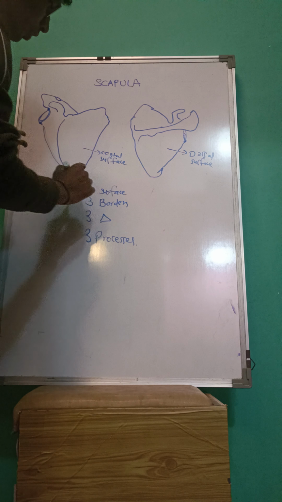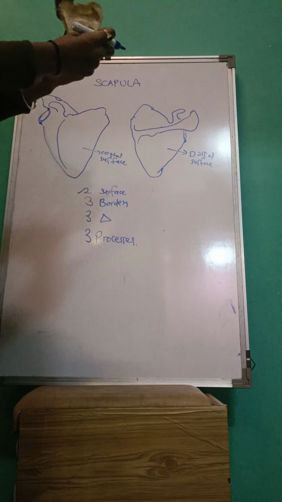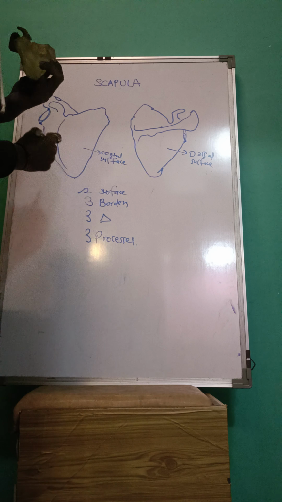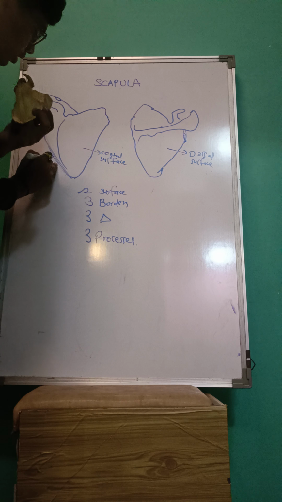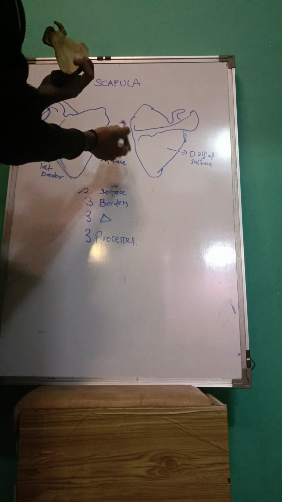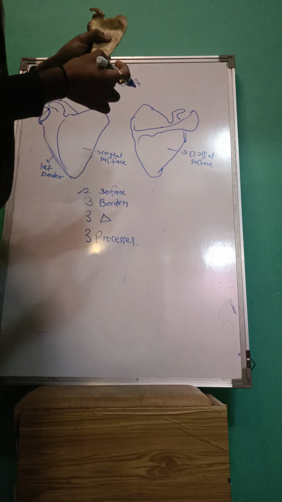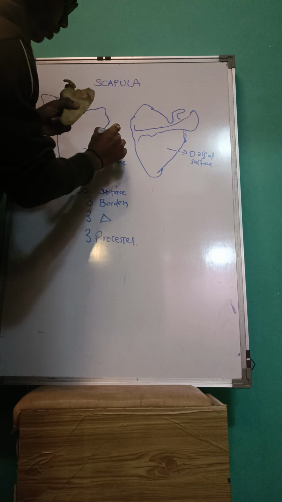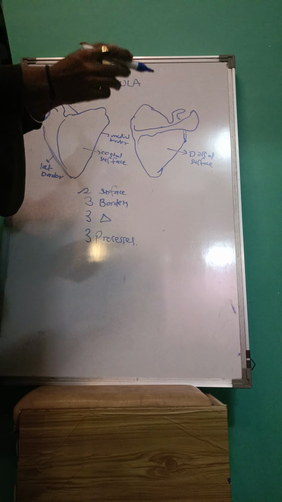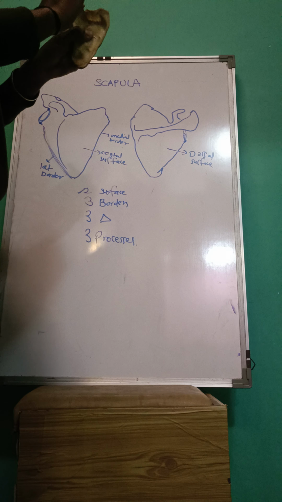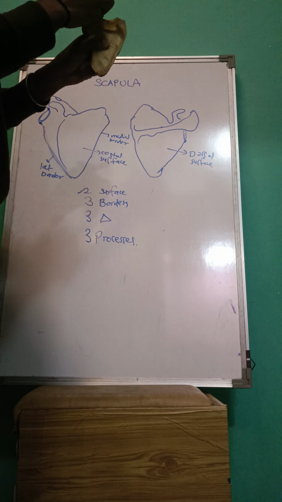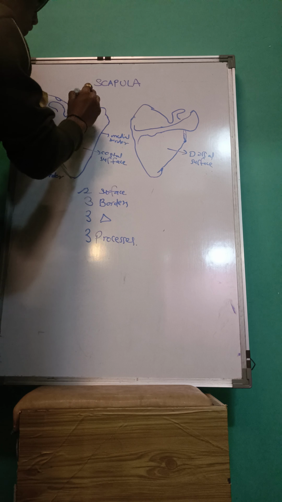Then the three borders. If you observe, this is the lateral border, which is thick. This side, which is thin, is the medial border. And this is the superior border, which is short, and it ends with the coracoid process. This is the coracoid process. So this is the superior border.